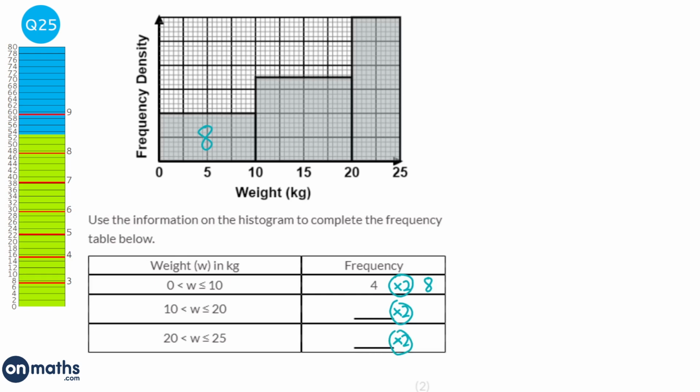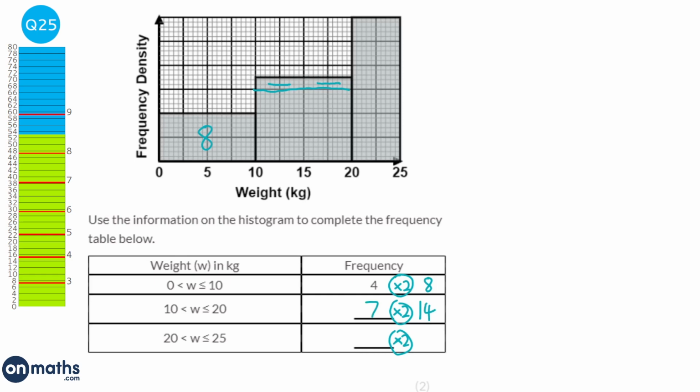So for this second one, there are 12 squares below this line, and then these two here are 1 square. These two half squares count as 1, and these two count as 1. So it's going to be 12 plus 2, which is going to be 14. So 14 squares. Now, to get from the frequency to the amount of squares, we times by 2. So obviously the other way around, we divide by 2. So that would be 7.